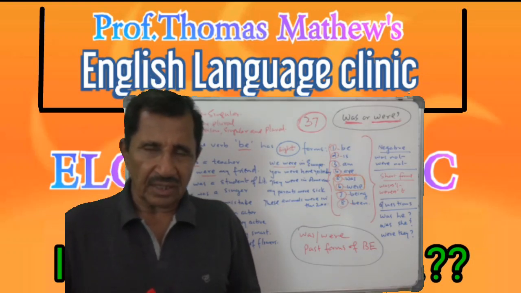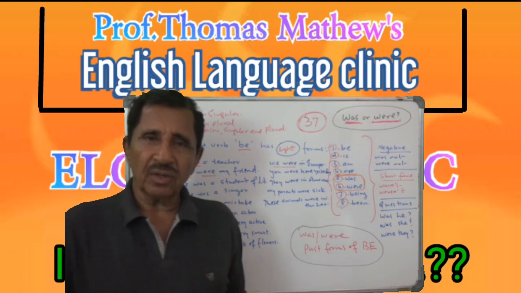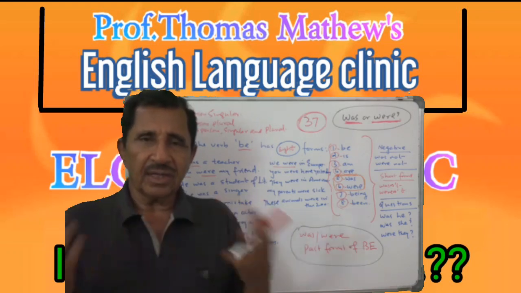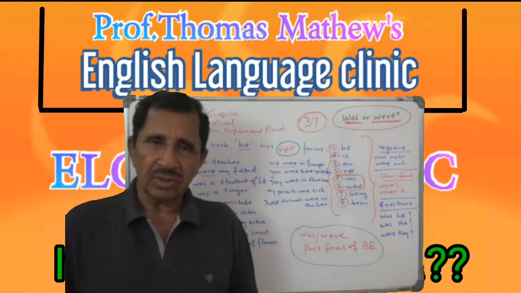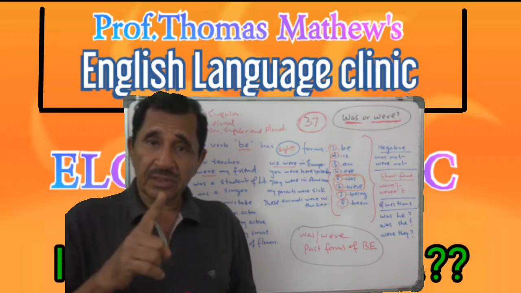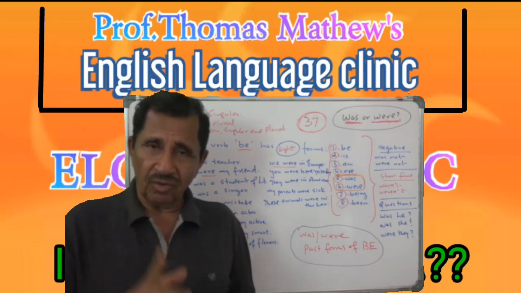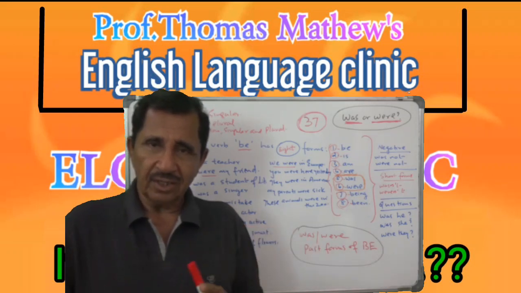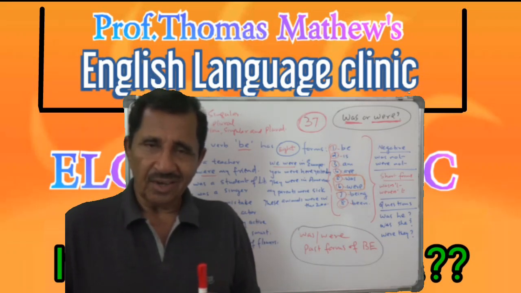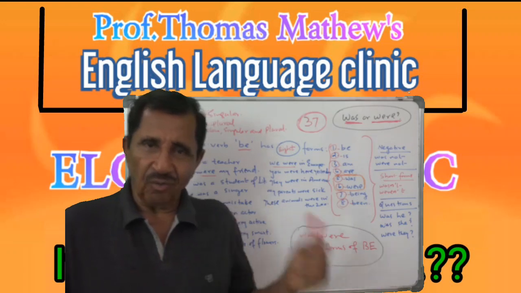So today our concern is about where to use was, where to use were. We have already come to a conclusion, and the conclusion is that the first person singular subject, then was. Third person singular subject, was. All the other places, were. So with this we conclude, or we answer, this question, was or were?